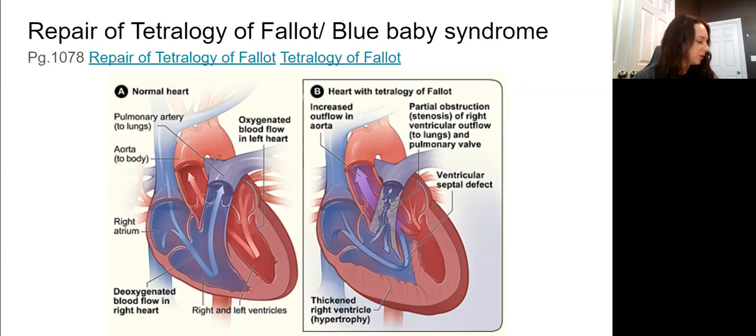So let's look at page 1079, top of the page. Infants with severe tetralogy of Fallot may require a shunt between the aorta and the subclavian artery and the pulmonary artery. This is going to increase the blood flow to the lungs. The shunt allows for more blood flow to the lungs for increased oxygen saturation. That's what these patients need, right? We need increased oxygen saturation.